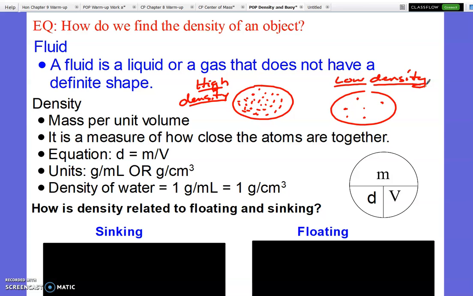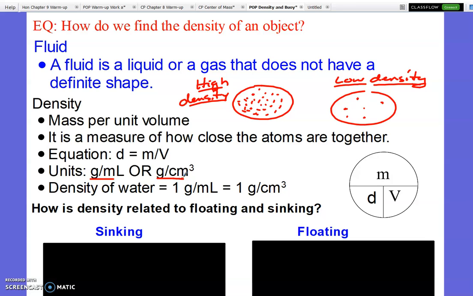The equation for density is that D, the density, is the mass divided by the volume. It is the mass per unit volume. We have our circle equation over here. Again, D for density, M for mass, and V for volume. The units are either grams per milliliter or grams per cubic centimeter. They mean the same thing because a milliliter is the same thing as a cubic centimeter. The density of water is 1 gram per milliliter, or also 1 gram per cubic centimeter, since they mean the same thing.